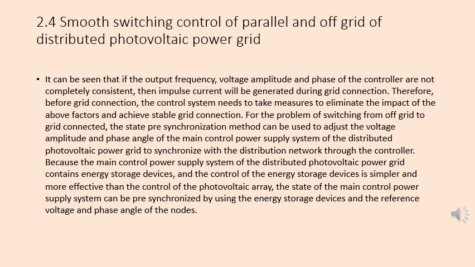For the problem of switching from off-grid to grid-connected, the state pre-synchronization method can be used to adjust the voltage amplitude and phase angle of the main control power supply system of the distributed photovoltaic power grid to synchronize with the distribution network through the controller. Because the main control power supply system contains energy storage devices, and the control of the energy storage devices is simpler and more effective than the control of the photovoltaic array, the state of the main control power supply system can be pre-synchronized by using the energy storage devices and the reference voltage and phase angle of the nodes.